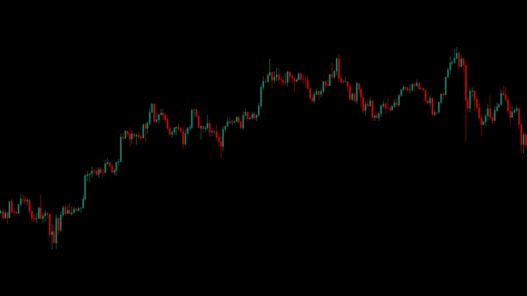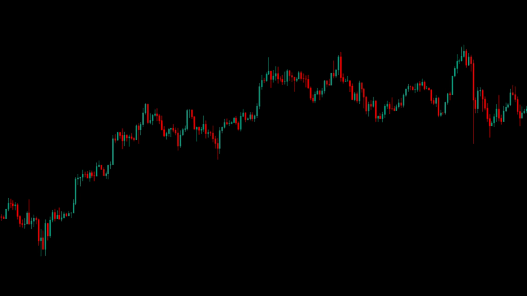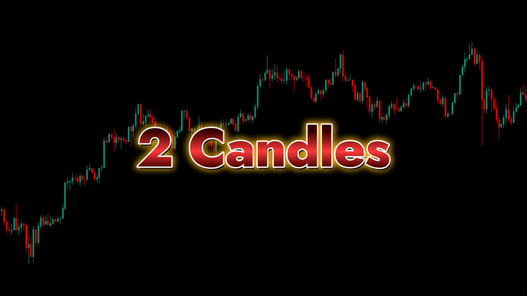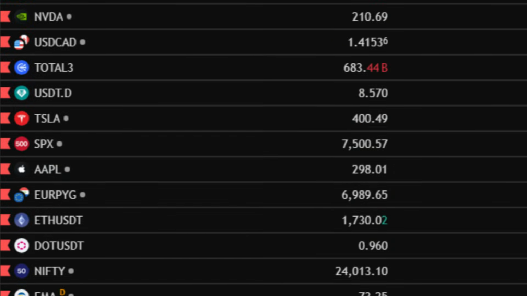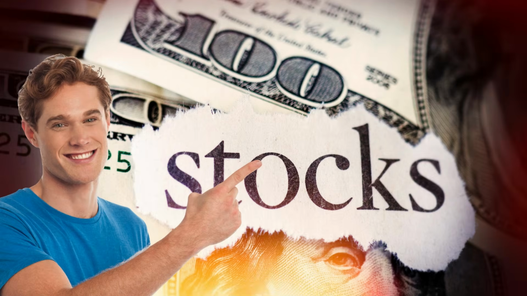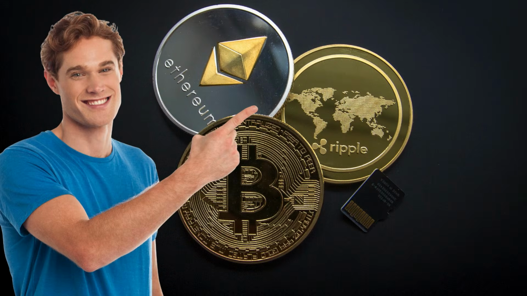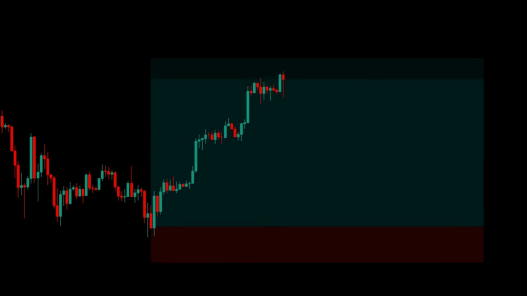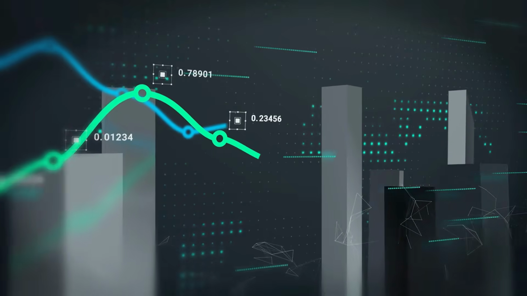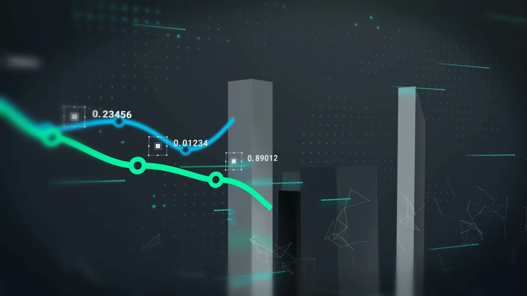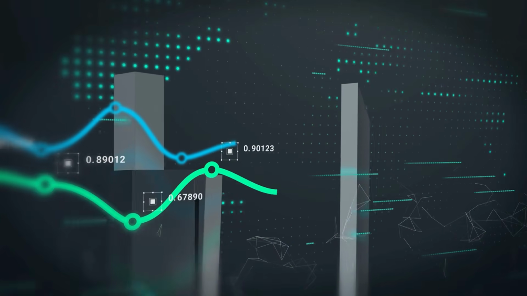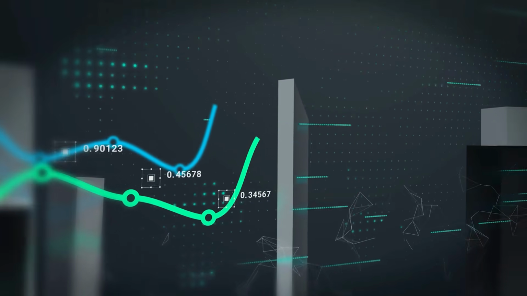So today, I'm going to show you a trading strategy built around just 2 candles that can significantly improve how you read the market. Whether you trade stocks, Forex, or even cryptocurrency, it doesn't matter. Once you learn how to spot them, you may start seeing opportunities so many traders often miss. So watch till the end, because this might turn out to be one of the most important price action techniques you have ever learned.